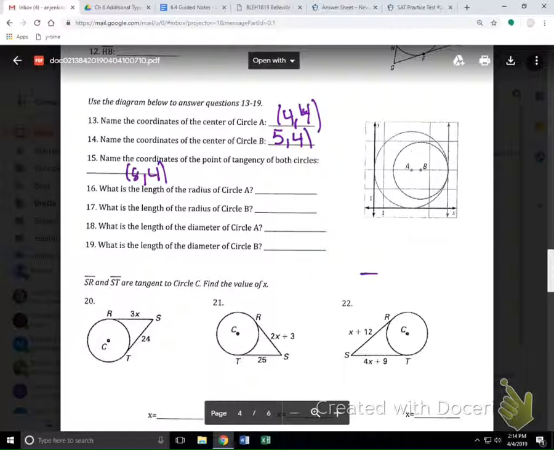What is the length of the radius of circle A? So A is here. We know it's 1, 2, 3, 4. So we have 4. What's your diameter? 8. Because 2 times the radius. What is the radius of circle B? 3. So your diameter is?